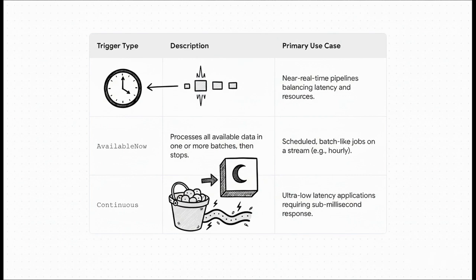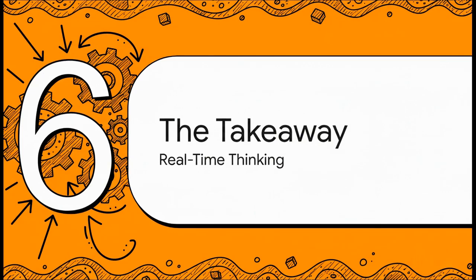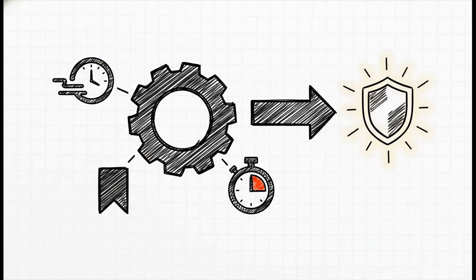So let's pull all of this together. What's the big picture here? What's the main thing you should walk away with? It really boils down to these three core tools. Watermarks give you sane control over time and late data. Checkpointing gives you that bulletproof fault tolerance and exactly once guarantee. And triggers give you fine-grained control over latency and cost. You put those three together, and you have an incredibly robust and flexible streaming engine.